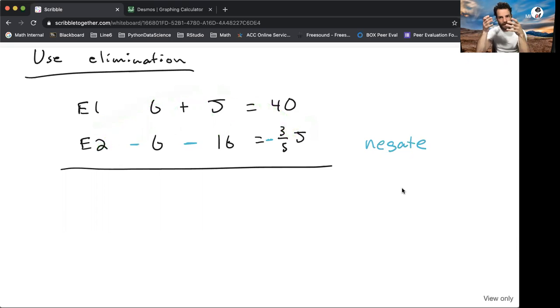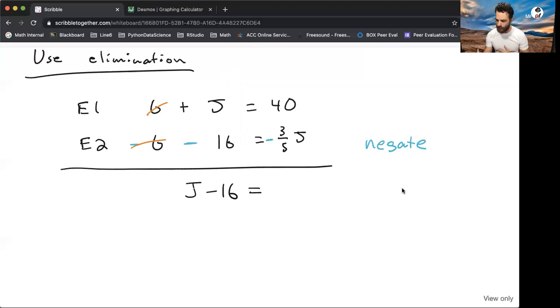Now what we would do is add straight down. And as we add straight down, you can see this G minus a G will cancel each other. The J minus 16, as we go down the next column here, J minus 16, those do not combine. J is one thing, minus 16 is a number.